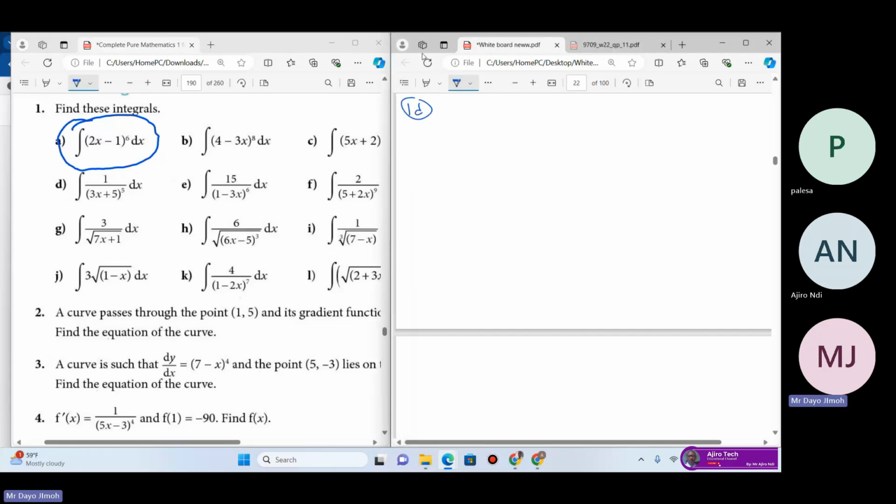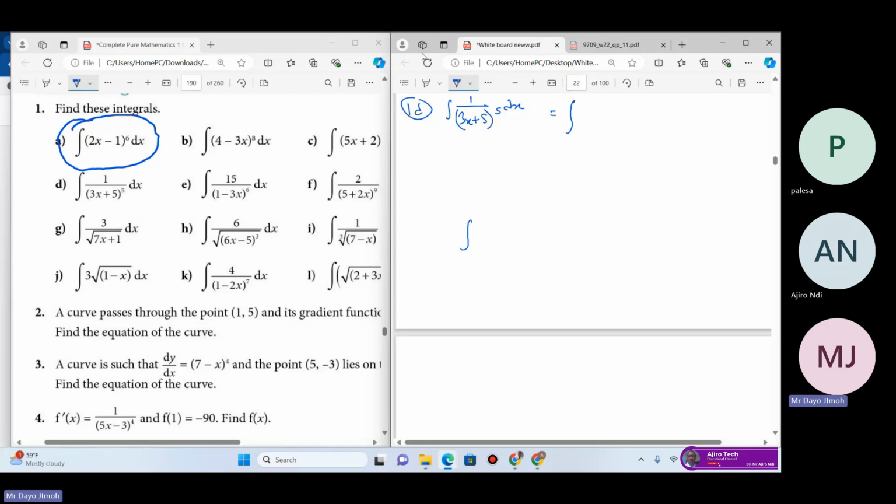1D, integral 1 over. So let me ask you, what do you think you would do in this case? What's the first step? Let u equal to 3. If you do that, you'll be able to solve this question. That's not the first step. That will come. But what do you do first?